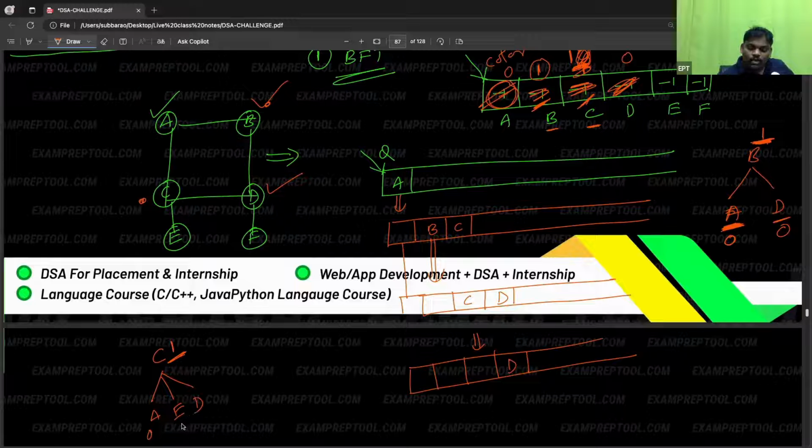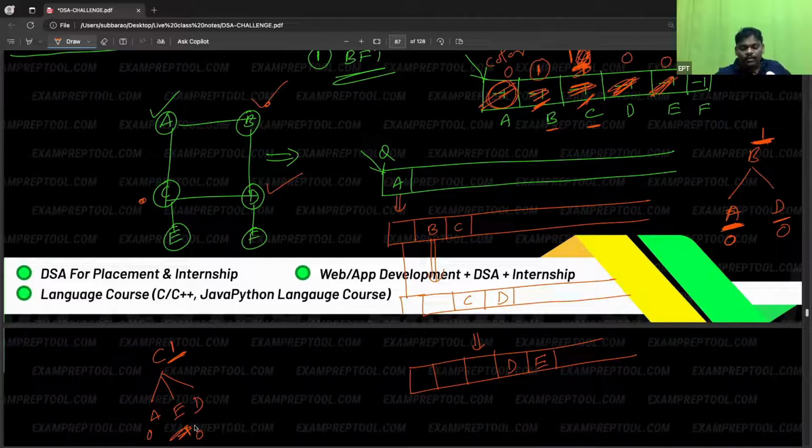Next one, hello E, what is your color? E said -1. Oh, -1 means new person. Right? New person. Keep it at the end of the queue, but keep his color opposite to the parent. If C's parent is 1, it should be 0. So it should also be 0.